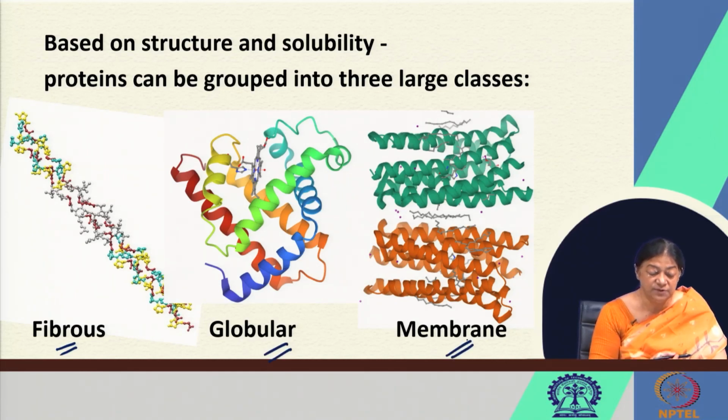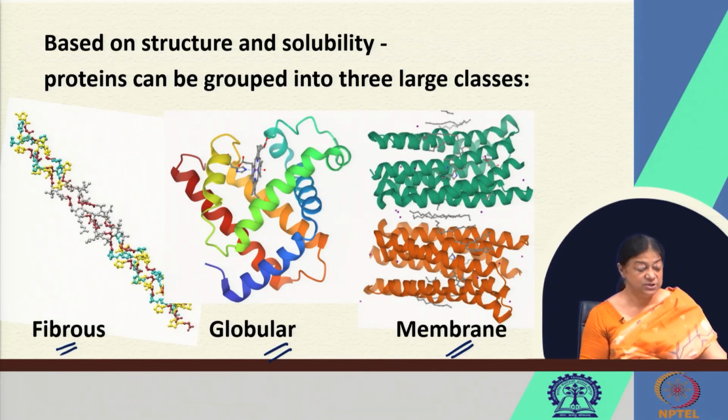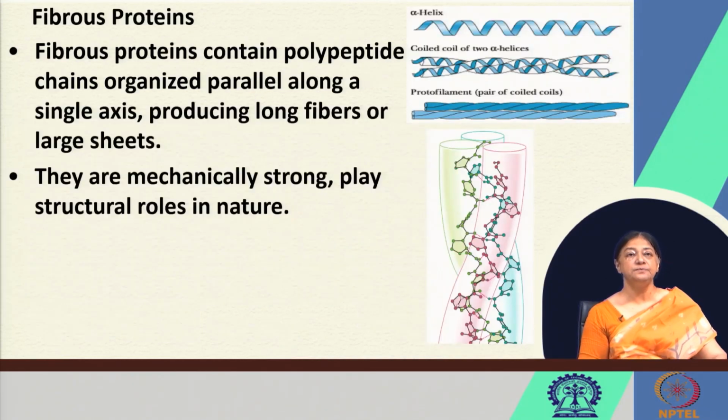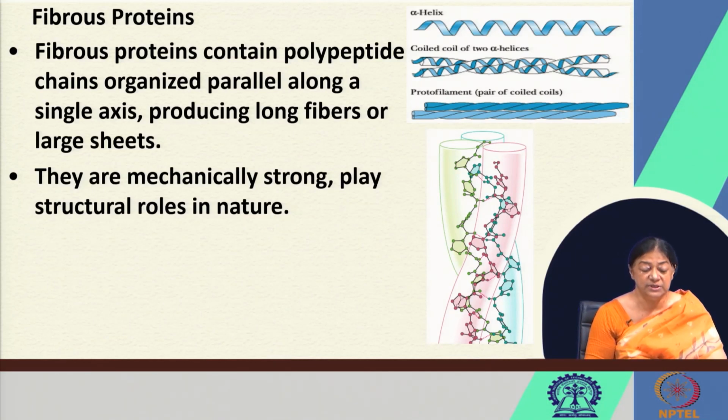Now, the importance of these types of proteins is their structure, the amino acids that are present in the protein, because we realize that the sequence of the proteins is important, and these can be grouped according to their solubility: the fibrous, the globular and the membrane. If we look at fibrous proteins, they contain polypeptide chains that are organized parallel along a single axis that produce long fibers or large sheets, as the name implies.